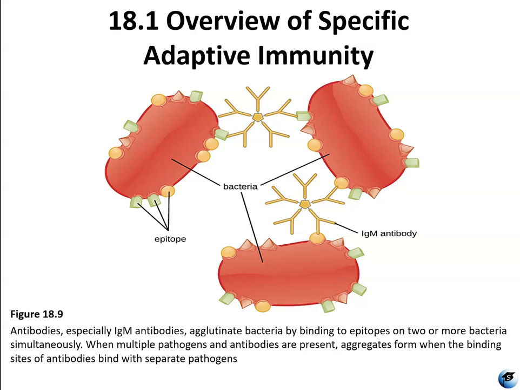Antibodies, especially IgM antibodies, agglutinate bacteria by binding to epitopes on 2 or more bacteria simultaneously. And when multiple pathogens and antibodies are present, this forms an aggregation, and the binding sites of antibodies bind with separate pathogens. So in this way, these are bacterial invaders, these are IgMs, and you can actually have one IgM that binds to more than one invader at the same time, and that helps to group them together and kind of reel them in.